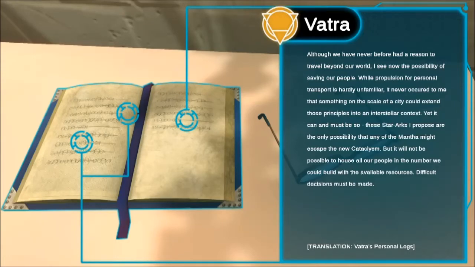Although we have never before had a reason to travel beyond our world, I now see the possibility of saving our people. While propulsion for personal transport is hardly unfamiliar, it never occurred to me that something on the scale of a city could extend those principles into an interstellar context. Yet it can and must be so. These star arcs I propose are the only possibility that any of the Mantha might escape the new cataclysm, but it will not be possible to house all our people in the number we could build with the available resources. Difficult decisions must be made.